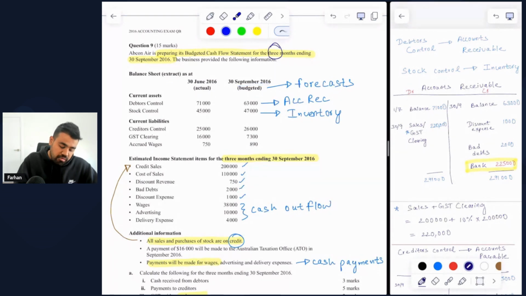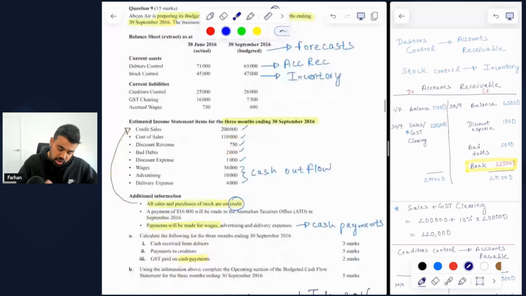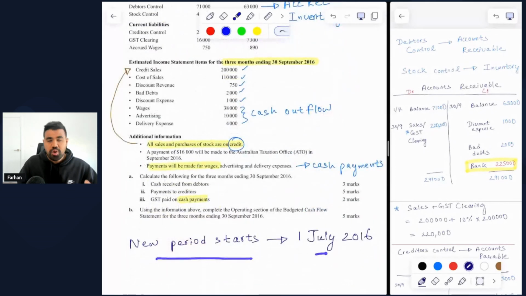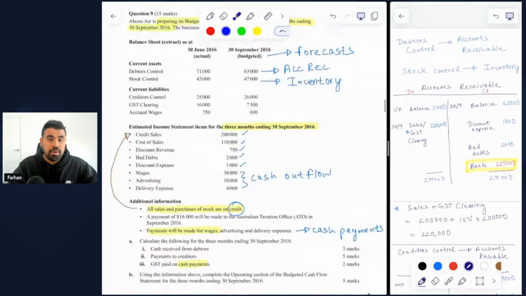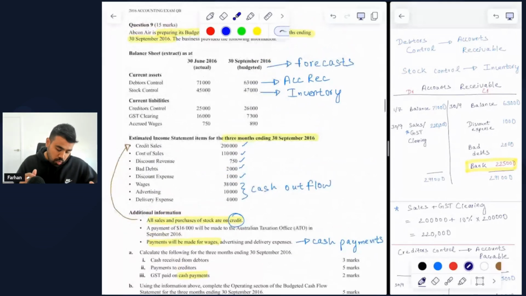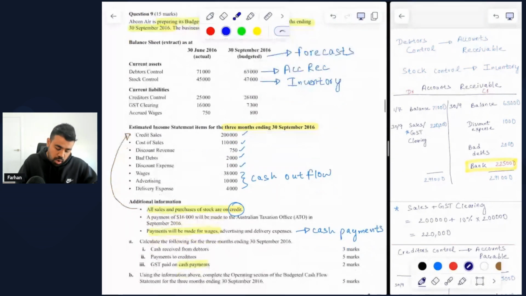So as you can see, from 30 June 2016 to 30 September 2016, we can see the change in the reporting period from one to the next, which is 3 months. This means the new period will start on 1 July 2016 and will go on for 3 months, July, August, September, and end at 30 September 2016. We are also given the estimated income statement items for the next 3 months ending 30 September 2016, and you are given some additional information as well.